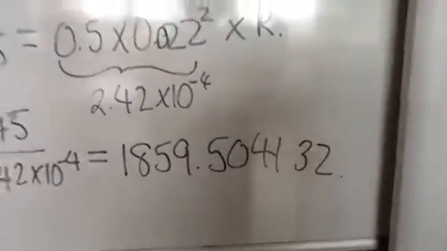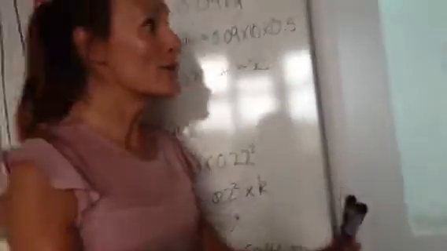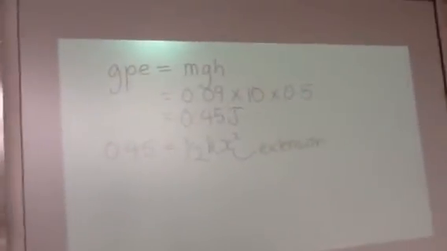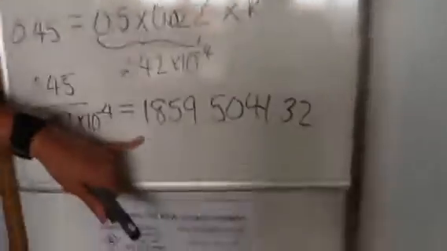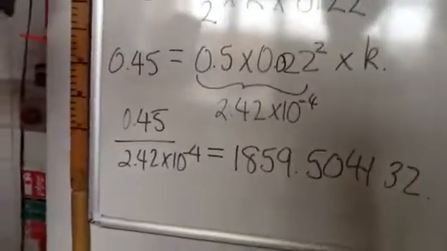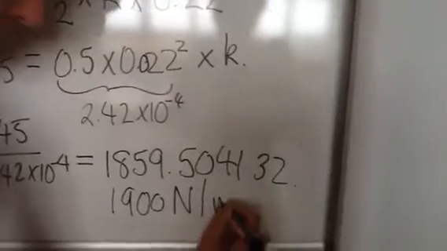1,859.504132. Now, do you think you need all those decimal places? How accurately did I measure all my things to? How many numbers have they got? 2. 2, brilliant. So, should I round my answer to 2? Yay! So ideally it'll be 1,900, and because it's a spring constant and we've done it in metres, it would be 1,900 newtons per metre. Brilliant. Right, well done, very good.